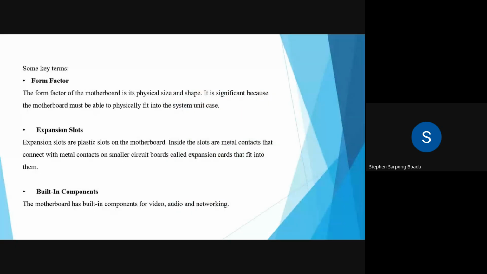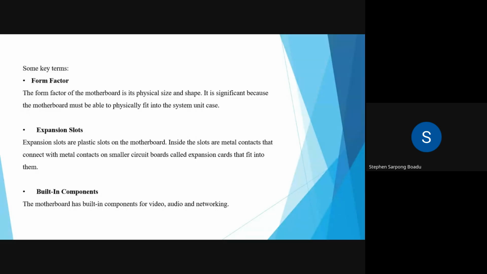So let's look at some key terms when it comes to the motherboard. When we say form factor, we are talking about the motherboard's physical size and shape. It is significant because the motherboard must be able to physically fit into the system unit.